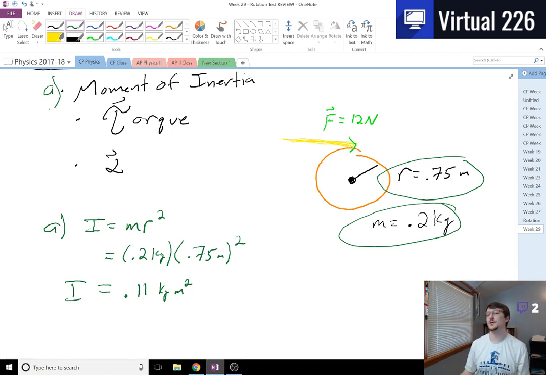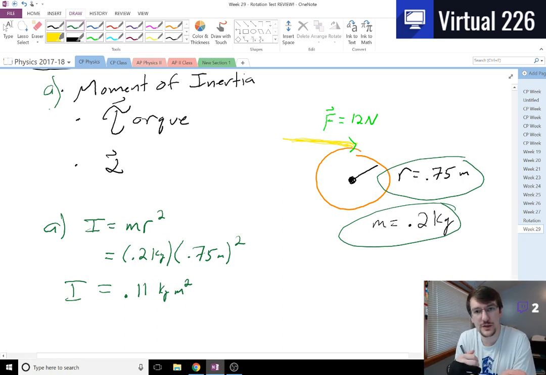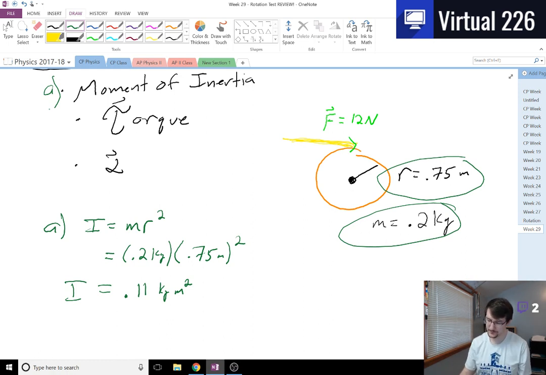Identifying that object can be a little tricky. Thin hoops are hollow hoops. Discs are solid. Solid spheres or uniform spheres are 2/5 mr squared. But hollow spheres are only 1/3 mr squared. So they have different moments of inertia depending on the type of object and what axis you're spinning around. So be careful about that.